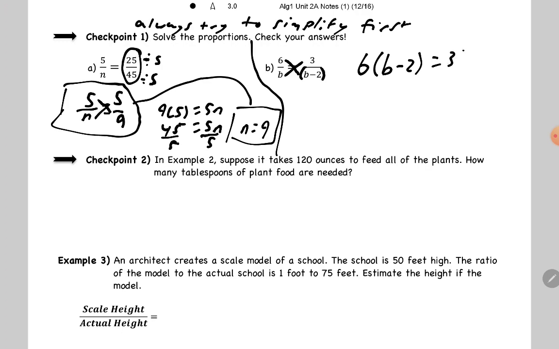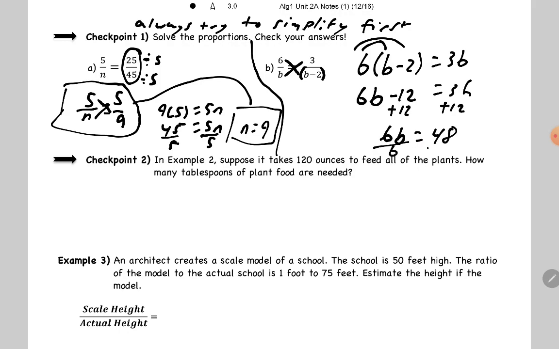Equals 3 times b. So now this is 6b minus 6 times 2, which is 12, equals 36. Trying to get b by itself, so I'm going to add 12 to both sides and get 6b equals 48. Divide by 6 to get b equals 8.